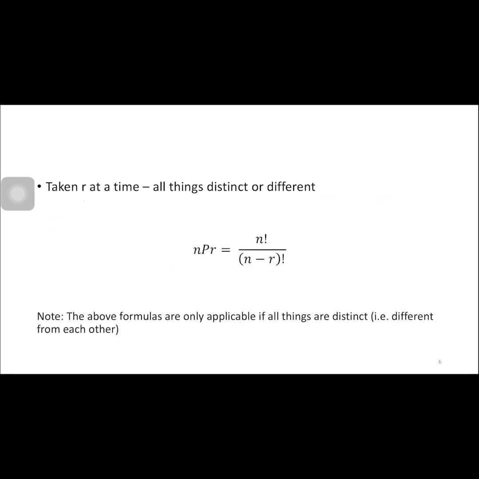Next is taken r at a time, all things distinct or different. Please take note of this. This is the formula that we will be using: nPr is equal to n factorial over n minus r factorial. Or you can make use of your permutation function in your calculator. That is shift, then the multiplication function.